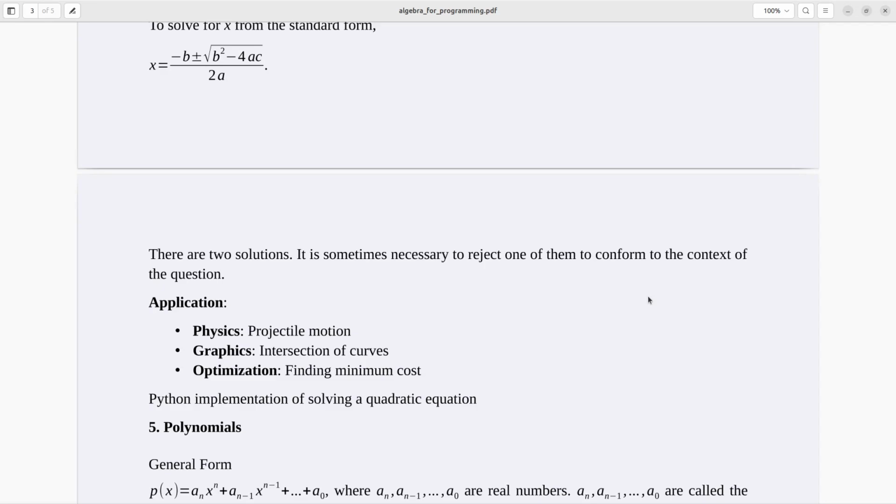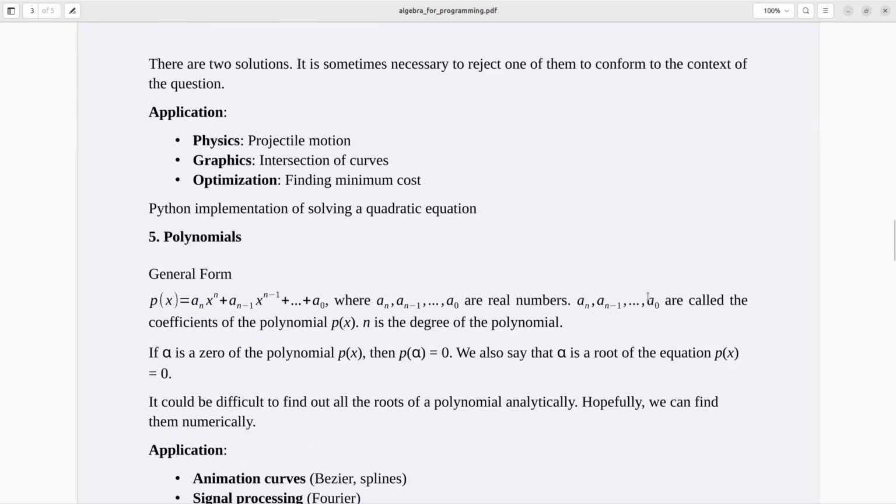Now let us see the application of the quadratic equations in programming. So we can use it to model the projectile motion in physics. So it is possible to have 2 solutions coming from a projectile motion. And we can also use quadratic equations to solve for the intersection of curves.